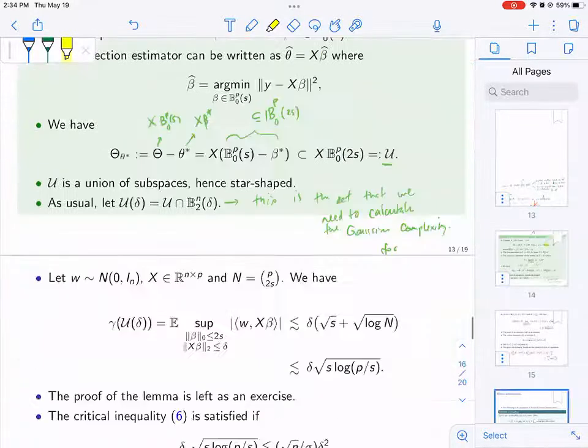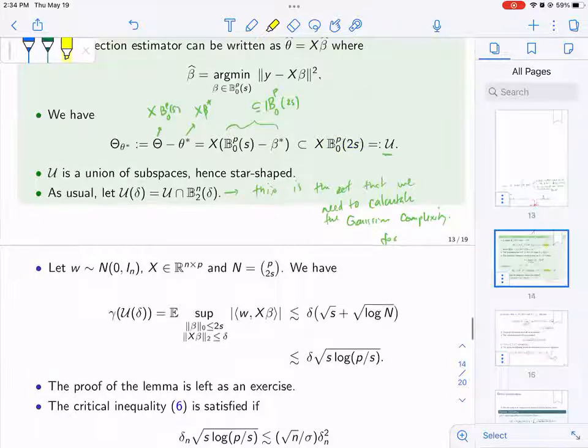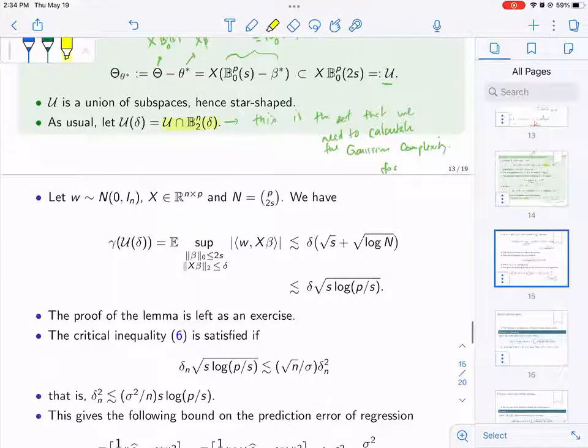And because this is in general a union of subspaces, right? So you can write this as the union of coordinate subspaces of dimension 2s. Each one of the subspaces is star-shaped, and the union of a bunch of star-shaped sets is again star-shaped. Okay, it's not convex, but our result applies to any star-shaped set. So we have to just compute the Gaussian complexity of this.